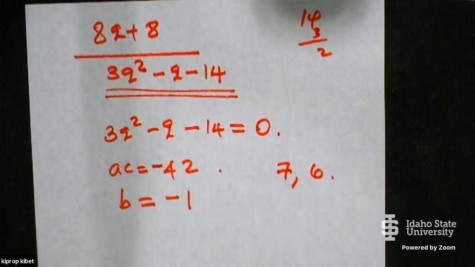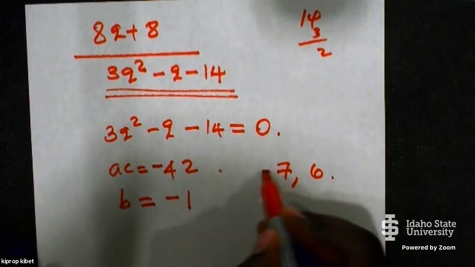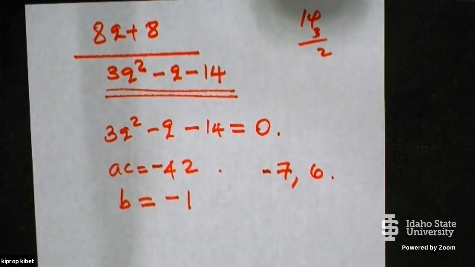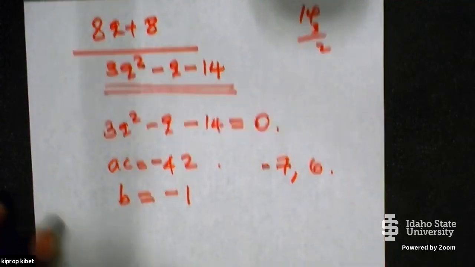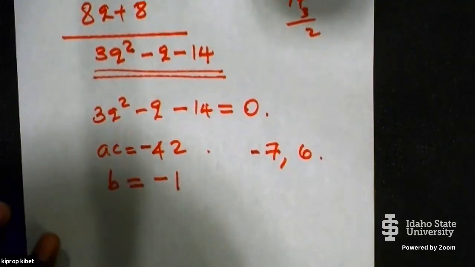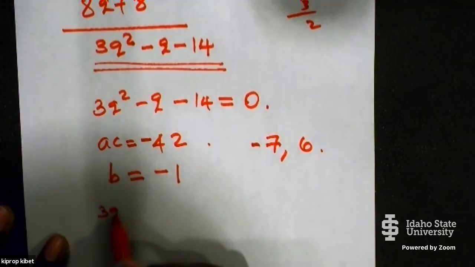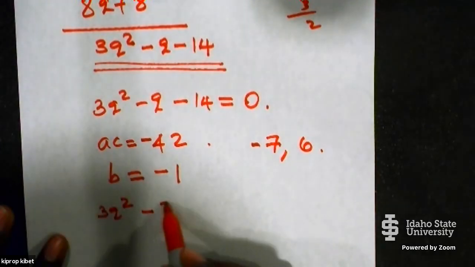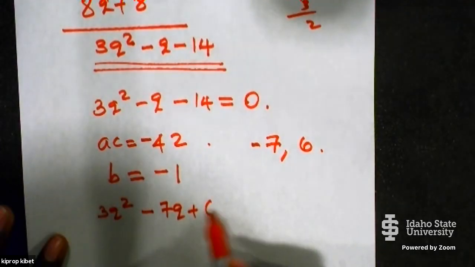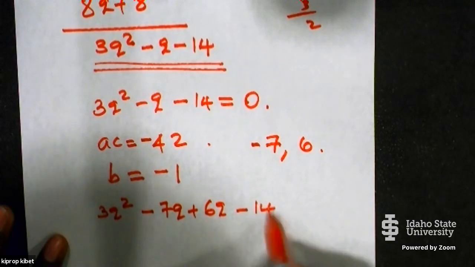So which one will be minus there? So the minus will be what? The bigger, right? So here, what do you get? So you get 3q squared minus 7q plus 6 minus 14 equals to what? Equals to 0.